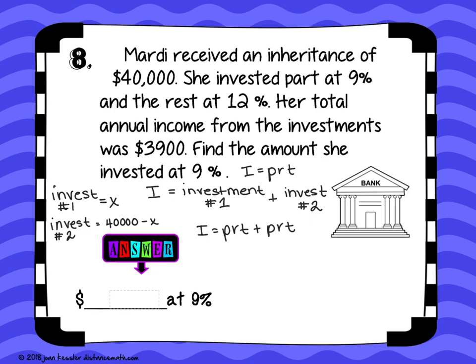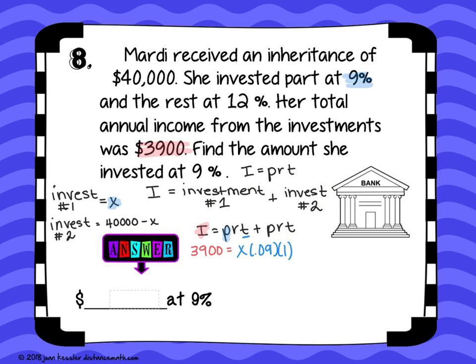I'm just going to start filling things in at this point. So the interest is $3,900. The first principal would be our first investment amount, which is X. The rate for that would be 9%, which we need to express as a decimal, so 0.09. And this is all over 1 year, so time is 1.